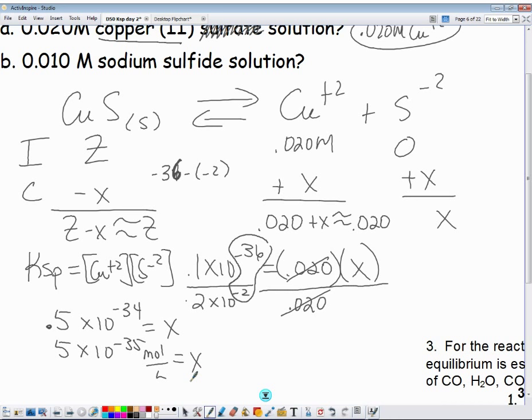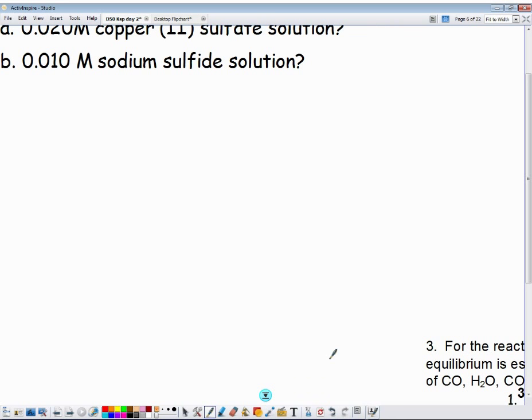Okay, look at letter B with me. Letter B. We're not quite to number 4, Ms. Matney. We're jumping the gun. What's the common ion in letter B? Sulfide. Not the sodium, but the sulfide. So in letter B, it says, what's the solubility when you've got this molarity sodium sulfide?